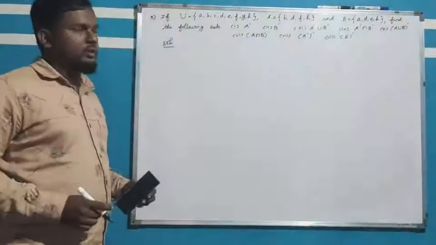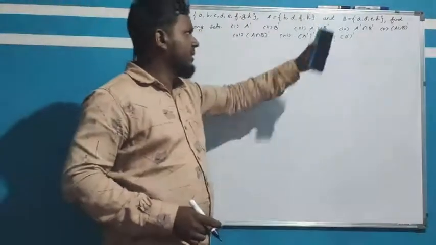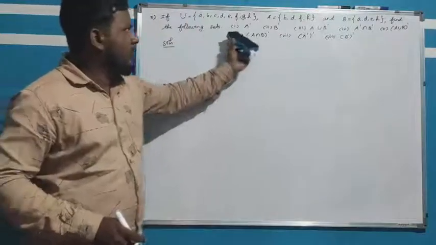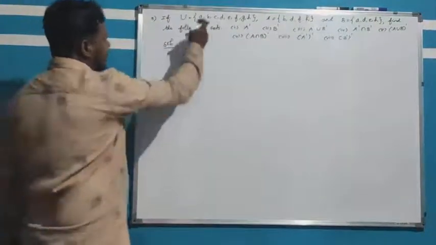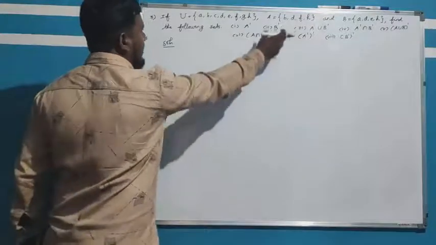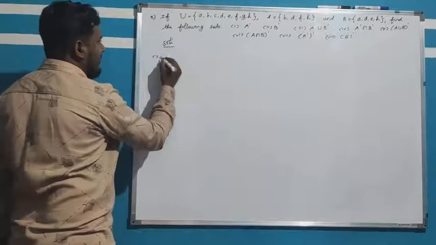So next we can see the third question. What is the question given here? If the universal set, A and B are given, then we have to find the following. So first you can take what is the universal set given, and A and B you can find. After that, directly I am finding A dash.